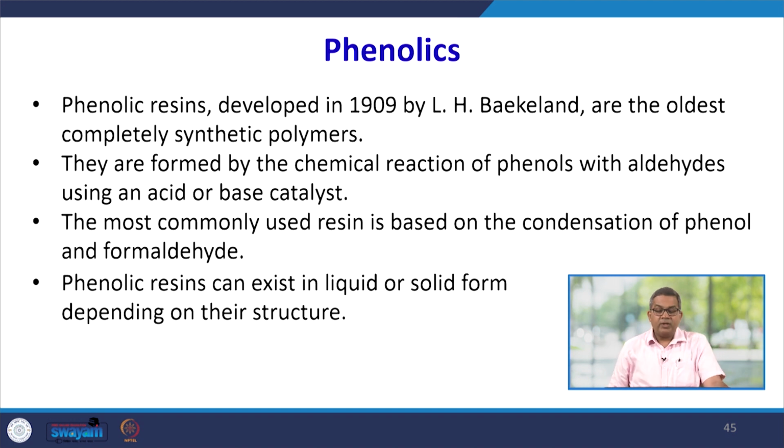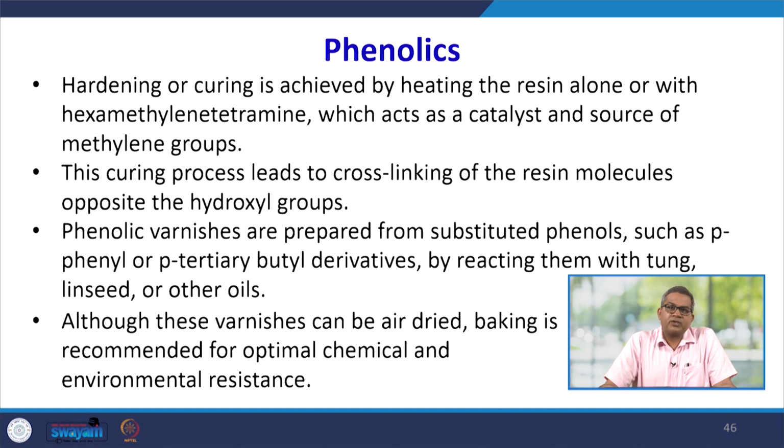The most commonly used resin is based on condensation of phenol and formaldehyde, and phenolic resin can exist in liquid or a solid form depending on their structure. The hardening and/or curing is achieved by the heating of the resin, either alone or with hexamethylene tetramine, which acts as a catalyst and a source of methylene group.